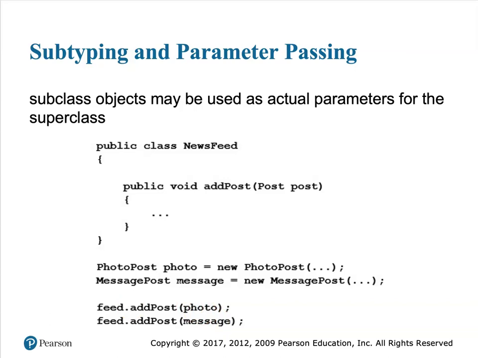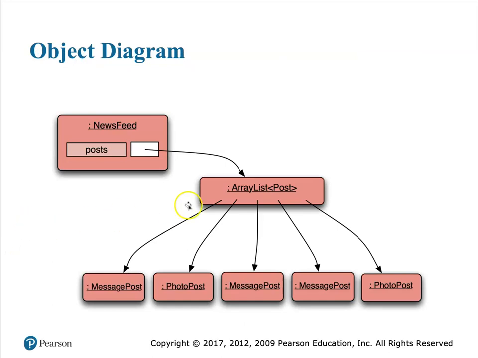This means if we were to add more posts, which I won't do in BlueJ, our array list of posts can be message post, photo post, message post, message post, photo post. It's just whatever type happens to be there will be inserted at that time.